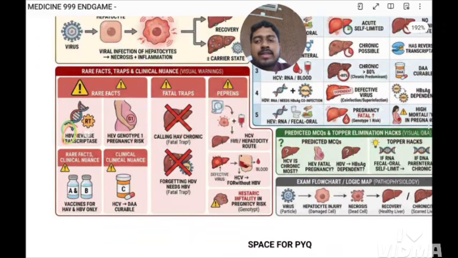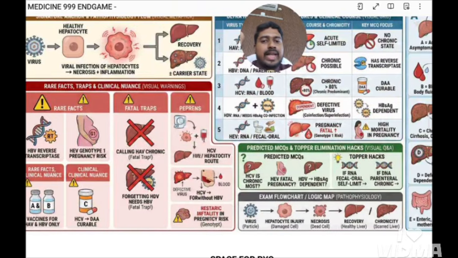So HBV, hepatitis B virus, has reverse transcriptase. HEV in pregnancy I have already told you. Vaccines are available only for HAV and HBV. Okay, for HCV we use directly acting antivirals, and it is curable. Now these things I don't have to explain again. Now this also I don't have to explain.